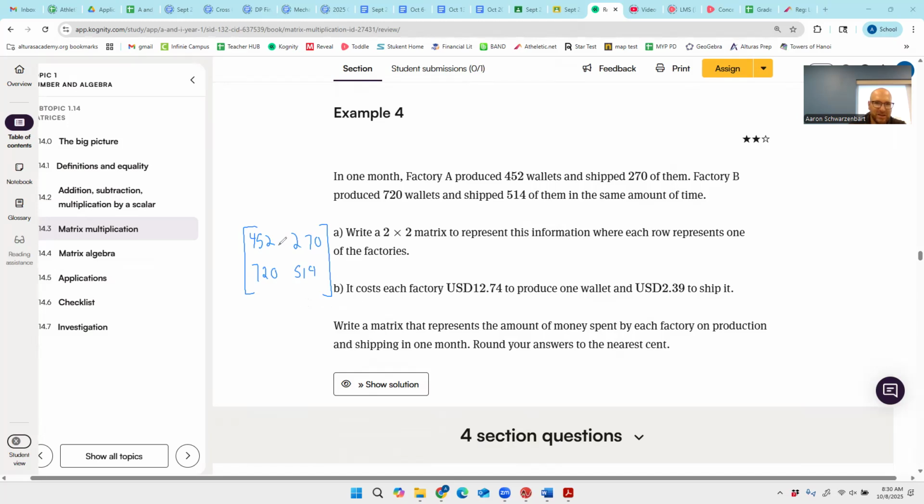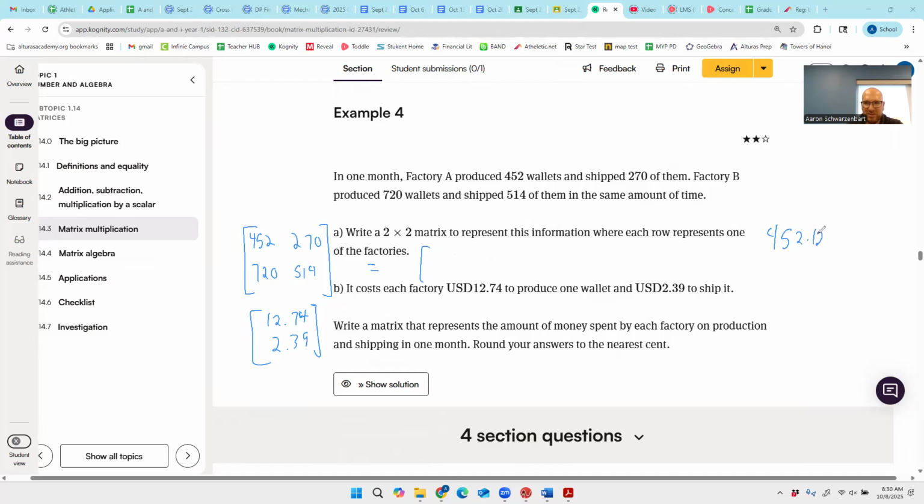So I need to multiply these by that, right? No, this row by this, the second row by that. Oh, so basically multiplying a 2 by 2 by a 2 by 1. That's a 4. So then my equals matrix is going to be 452. And this is going to be a total cost for each factory.